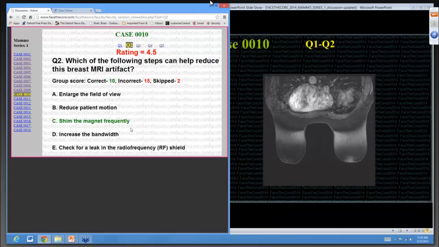In this particular case, since this is a case of inhomogeneous fat saturation, shimming the magnet, optimizing the field homogeneity of the MR unit, can correct some of the inhomogeneous fat saturation artifacts.